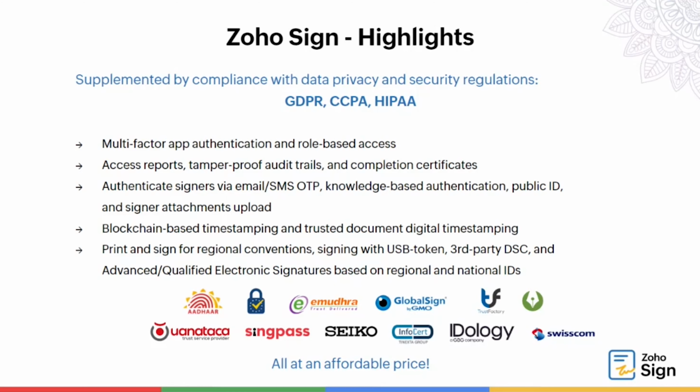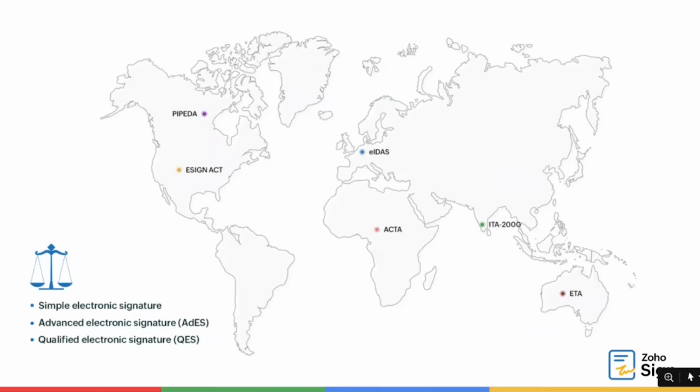Apart from that, we also comply with common data security and privacy regulations such as the GDPR in the EU, the CCPA, HIPAA, and FDA's 21 CFR Part 11 in the United States. We get business documents signed across borders. And for this, Zoho Sign helps you to comply with your regional and international laws, like the eSign Act in the United States, the eIDAS in the European Union, the PIPEDA in Canada, the Information Technology Act 2000 in India, and the Electronic Transaction Act in Australia and Southeast Asian countries.